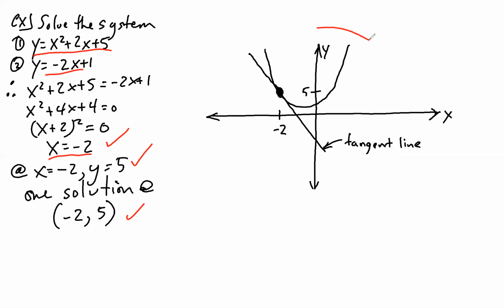And when we plot this, we get a parabola and then a line that comes down and only touches the parabola in one spot and then keeps on going. That line happens to also be called the tangent line. So there's our three examples. We had two solutions, no solution, and one solution.